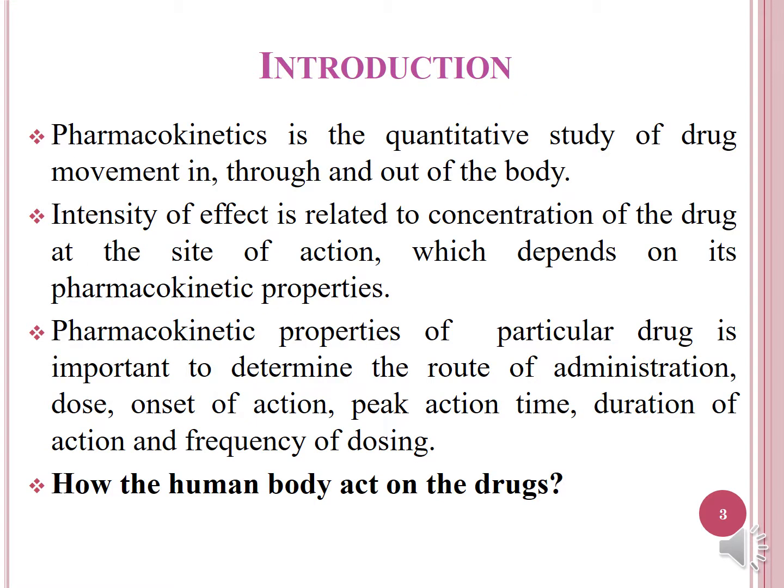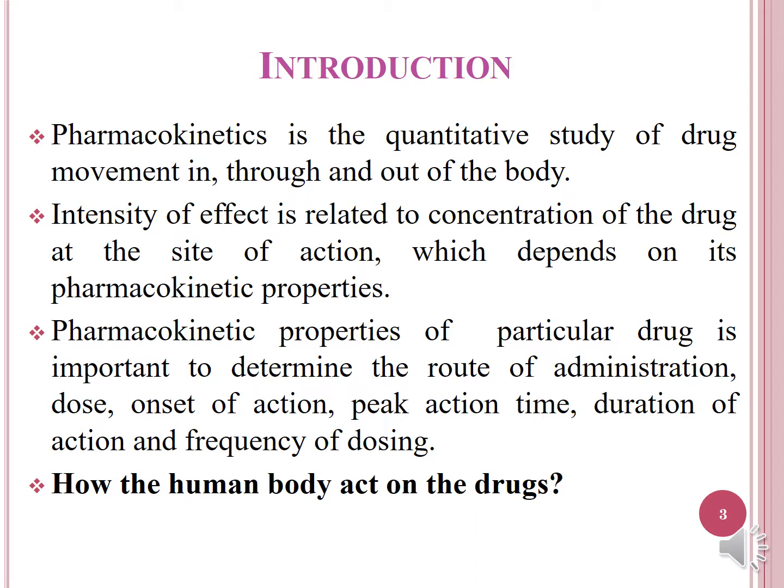So, just before we move on to the details of pharmacokinetics, I would like to give a definition of pharmacokinetics. Pharmacokinetics is the quantitative study of drug movement in, through, and out of the body. So, as soon as the dosage is administered, what is the quantity of the dosage and how much is getting into the blood circulation, how much is getting accumulated across the different organs and tissues, as well as how much of it is getting excreted and what is the route of excretion. So all these can be quantifiable, and all this quantitative study makes up pharmacokinetics.